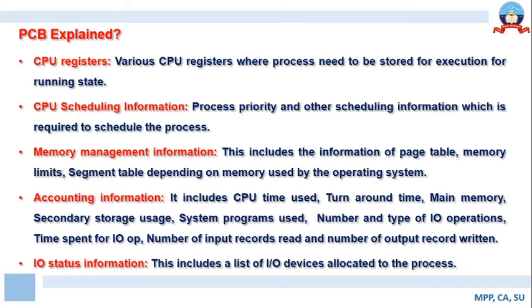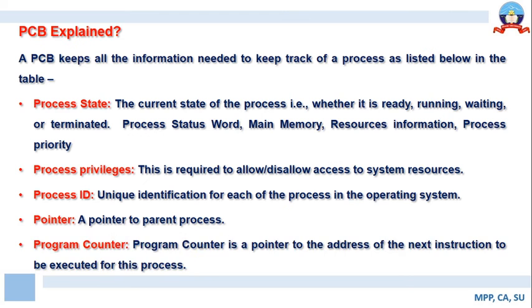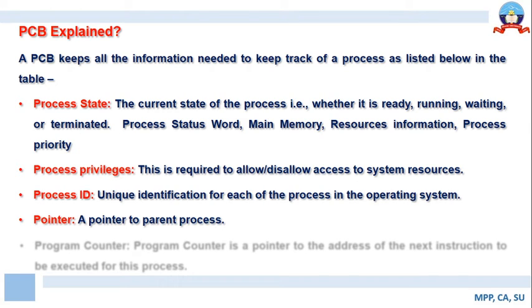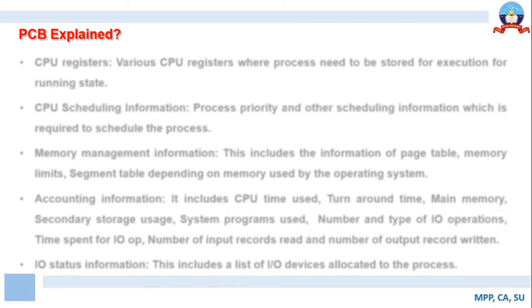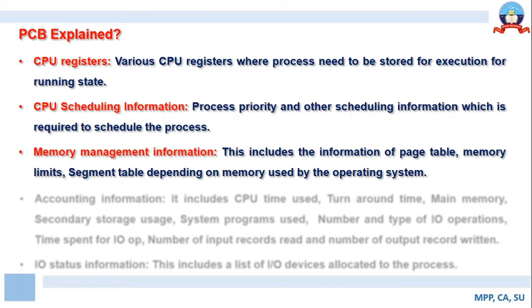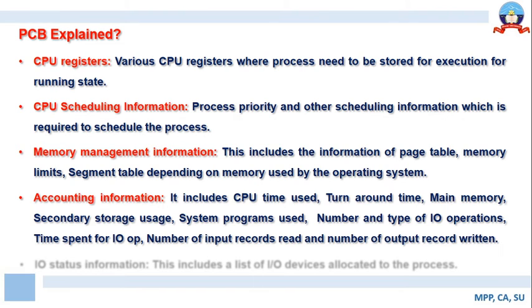So here we have learned that in a process control block, various types of information are maintained, which include process state, process privileges, process ID, pointer, program counter, CPU registers, CPU scheduling information, memory management information, accounting information, and I/O status information. These are the contents of the process control block.